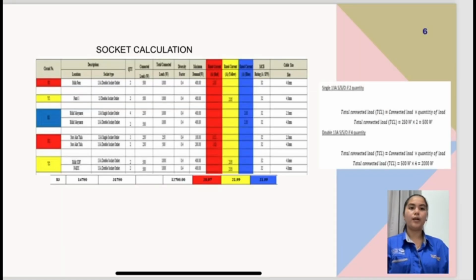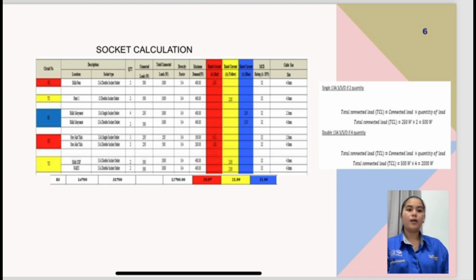Continue with socket. Socket from appendix 1. For the quantity of sockets, it is in terms of ring and radial. Ring is 2.5 mm and 10 loads. For radial, 4.0 mm and only 6 loads. For a single socket, the connected load is 250 watt. For a double socket, 500. To get the total connected load, multiply by quantity.